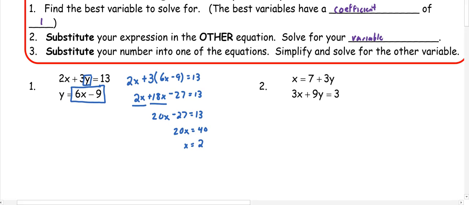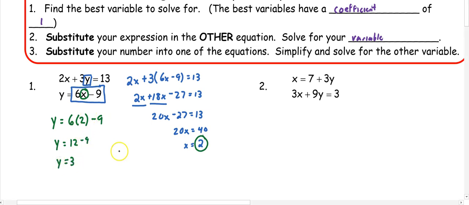Once we know that x is 2, we need to pick either equation. Doesn't matter the first or the second. In this case, I'm going to take the first. I'm going to substitute what x is equal to in and get my y value. So we have y equals 6 times 2 minus 9. 6 times 2 is 12. And then 12 minus 9 gives us 3.